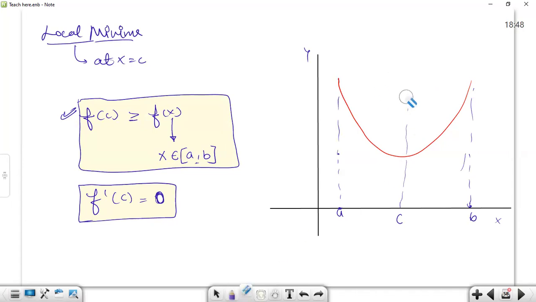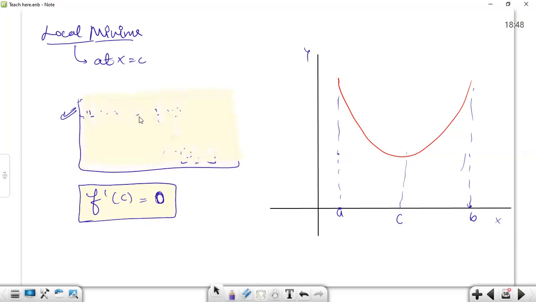Why are we using the word local? Because we are discussing about a local period. We don't know about the whole graph. If we were discussing the whole graph, then we'd use absolute. So here we can see for all f of x, f of c is the least. So the inequality sign would be changed.